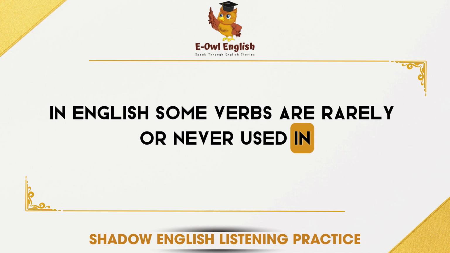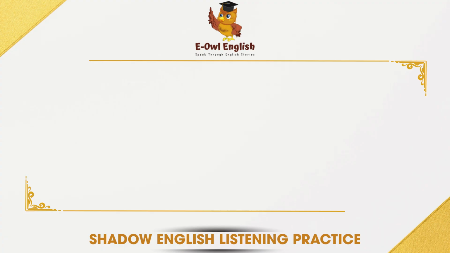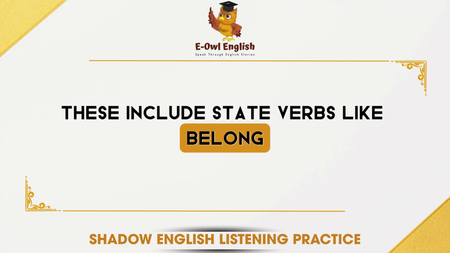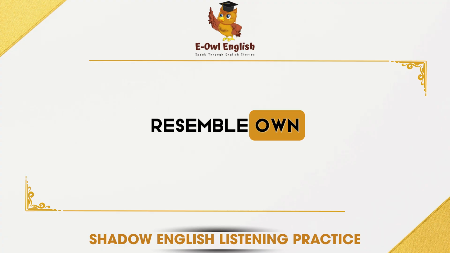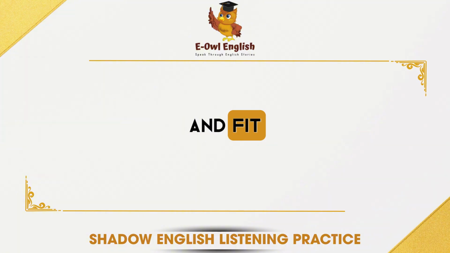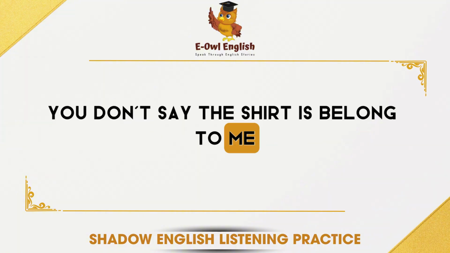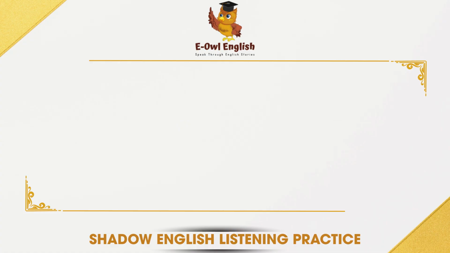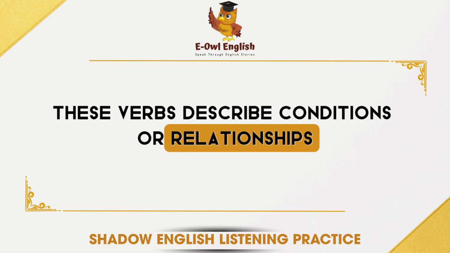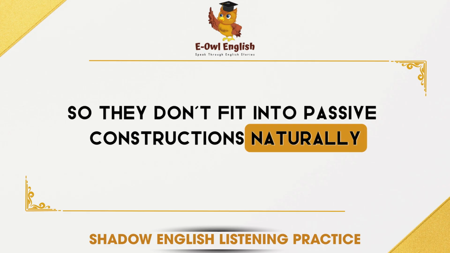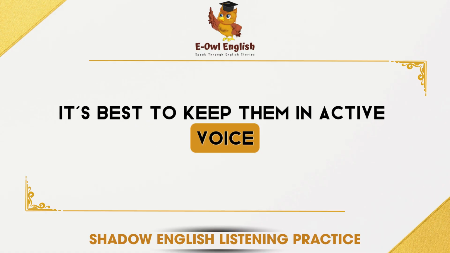In English, some verbs are rarely or never used in the passive voice. These include state verbs like belong, resemble, own, and fit. You don't say the shirt is belonged to me. That's incorrect. These verbs describe conditions or relationships, not actions, so they don't fit into passive constructions naturally. It's best to keep them in active voice.